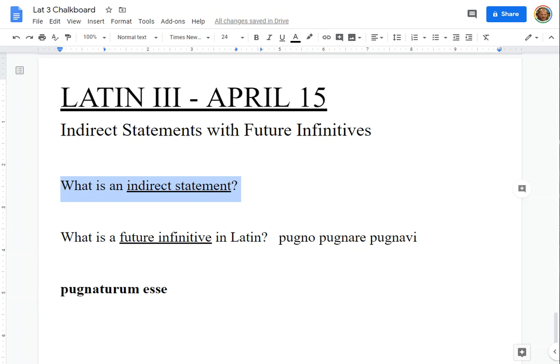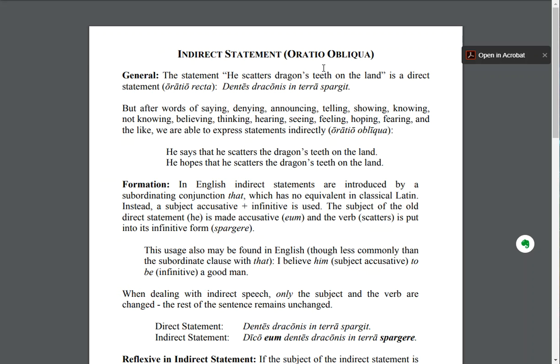I'm going to give you some examples here. What is an indirect statement? In Latin, it's called oratio obliqua. If you read along with me here, in general, the statement "he scatters dragon's teeth on the land" is a direct statement, an oratio recta. Dentes draconis in terra spargit. Spargit means he scatters the teeth, dentes draconis in terra.